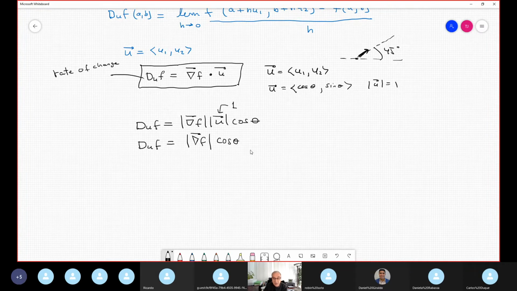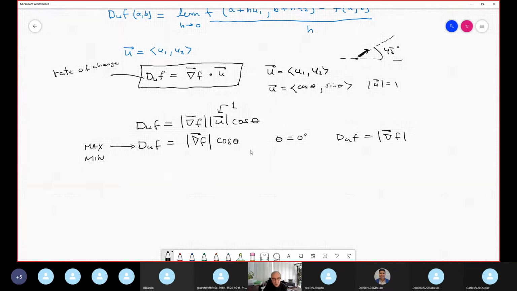Therefore, if you want to analyze in what direction the rate of change is maximum, I want to maximize or minimize this. I can see, for example, if theta is equal to 0, it's obvious that the directional derivative is equal to the magnitude of the gradient. So it is maximum when you are moving in the same direction as the gradient. So the gradient indicates to us the maximum rate of change.